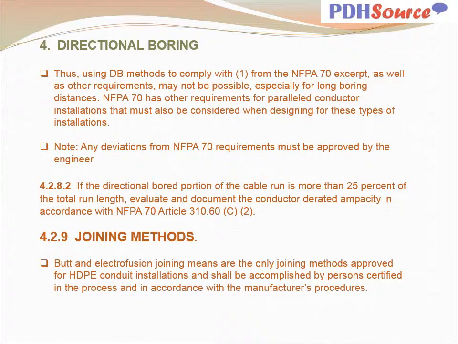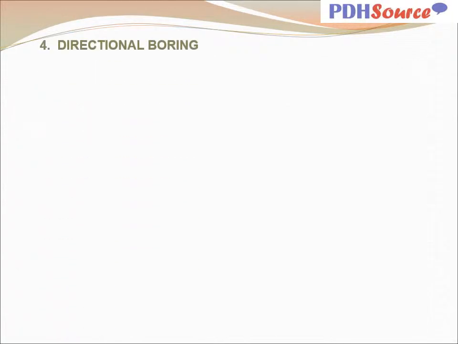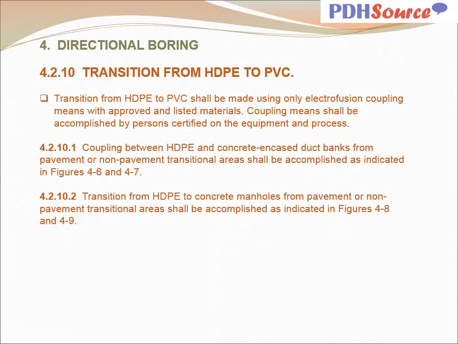Butt and electrofusion joining means are the only joining methods approved for HDPE conduit installations and shall be accomplished by persons certified in the process in accordance with the manufacturer's procedures. Transition from HDPE to PVC shall be made using only electrofusion coupling means with approved and listed materials. Coupling means shall be accomplished by persons certified on the equipment and process.